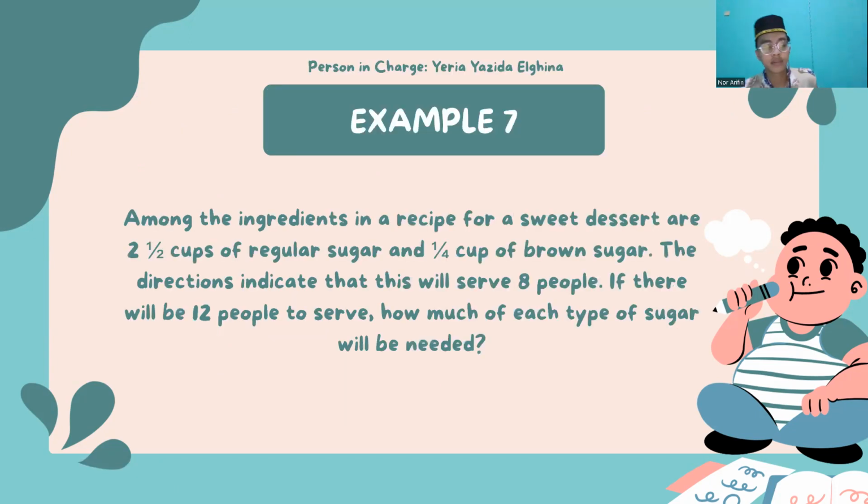Next is example 7. Among the ingredients in a recipe for a sweet dessert are 2 1/2 cups of regular sugar and 1/4 cup of brown sugar. The directions indicate that this will serve 8 people. If there will be 12 people to serve, how much of each type of sugar will be needed?